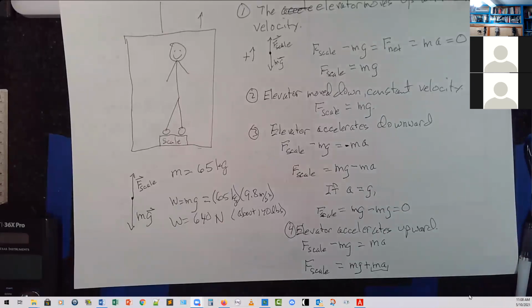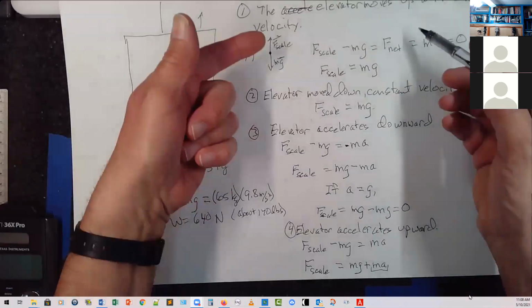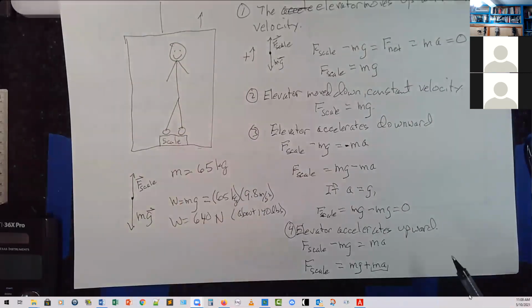So those are the elevator problems, just about every situation you can think of. And you could put numbers in here for the acceleration, but if you understand the concept and how to set up the equations like this, you'll be pretty well off. But do solve problems.